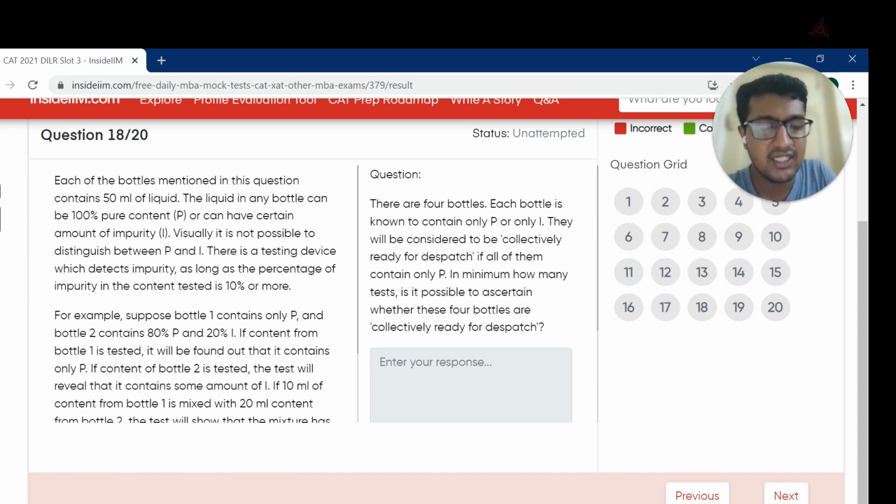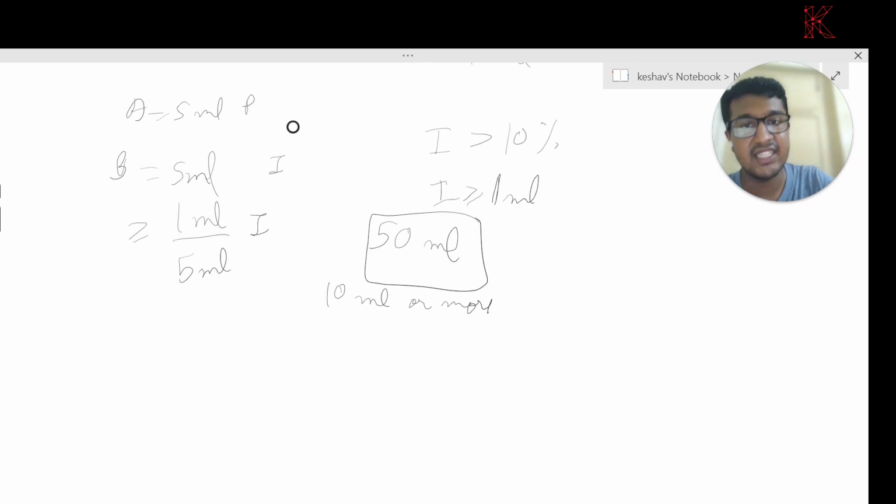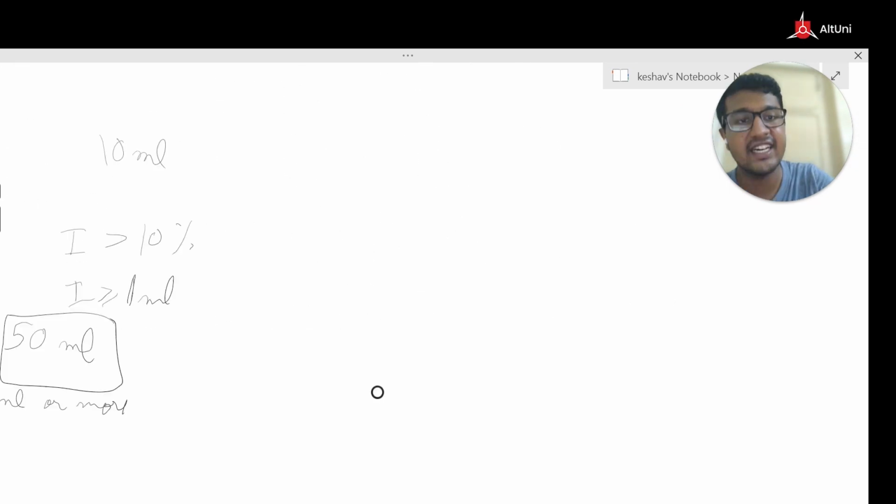There are 4 bottles. Each bottle is known to contain only P or only I. Okay. So it's either 100% P or 100% I. They will be considered to be collectively ready for dispatch if all of them contain only P. In minimum, how many tests is it possible to ascertain whether these 4 bottles are collectively ready to dispatch? Okay. So see, they are asking me if they are collectively ready to dispatch.